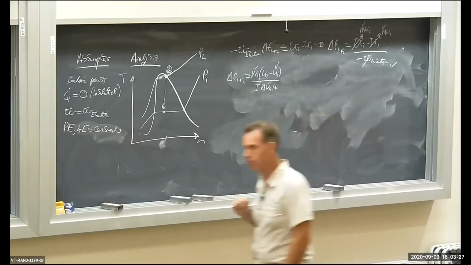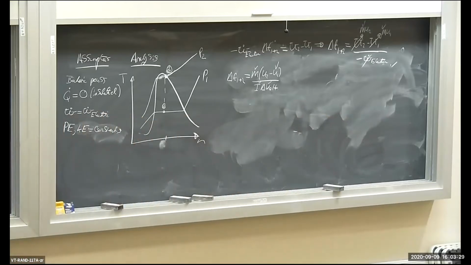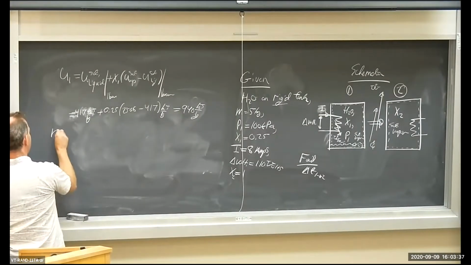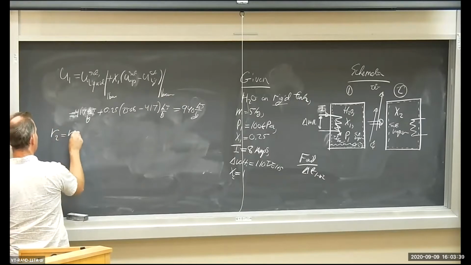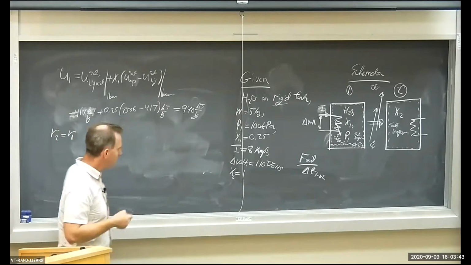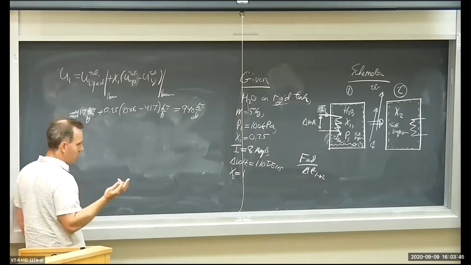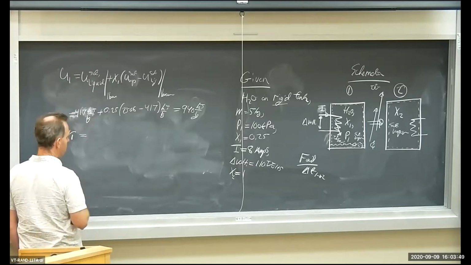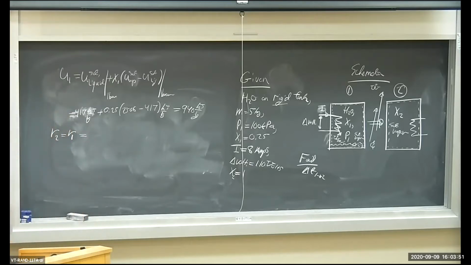Specific volume. We know it's an isochoric process. That means that the specific volume at state 2 is equal to the specific volume at state 1. It's a rigid container, isochoric process. The mass isn't changing, so specific volume will stay the same. Let's calculate the specific volume at state 1.